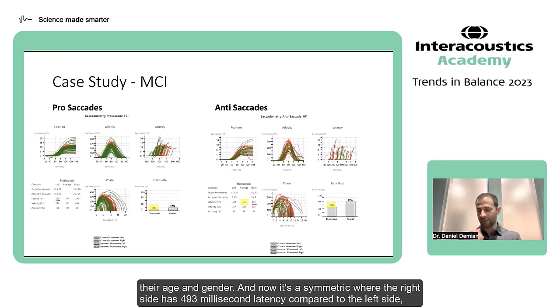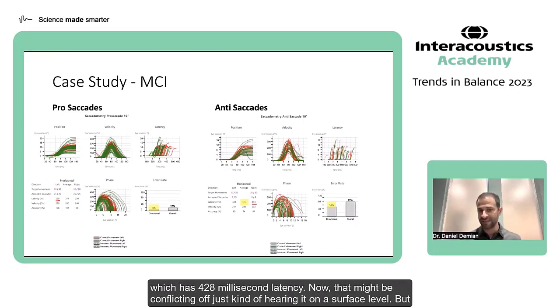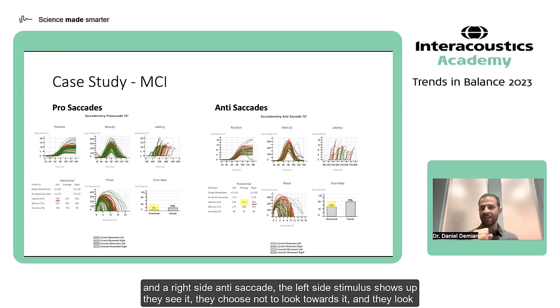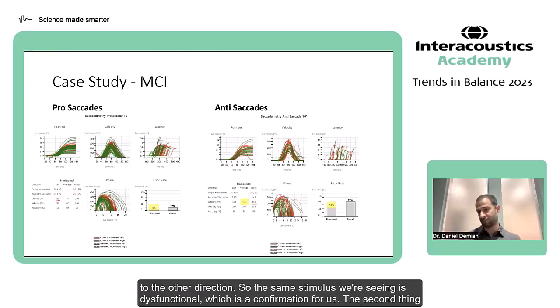Now it's asymmetric, where the right side has a 493 millisecond latency compared to the left side, which has 428 millisecond latency. That might seem conflicting on a surface level, but actually what's happening is in a prosaccade and the left latency, the left side blinks, they perceive it, they look towards it. In a right side anti-saccade, the left side stimulus shows up, they see it, they choose not to look towards it, and they look to the other direction. So the same stimulus we're seeing is dysfunctional, which is a confirmation for us.